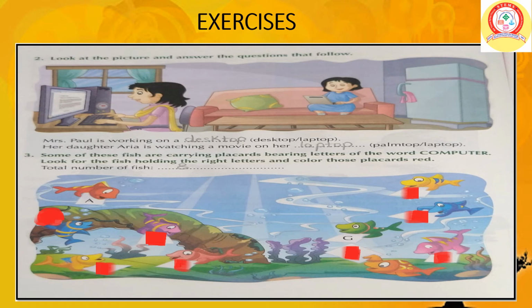Okay, children? Now question number 3. Some of these fish are carrying placards bearing letters of the word computer. Look for the fish holding the right letter and color those placards red. Total number of fishes is 8. So you can see the blue one, the purple one, yellow one, pink one. There are total 8 fishes which are carrying the word laptop. Now children, let's move to the next page, that is 15.